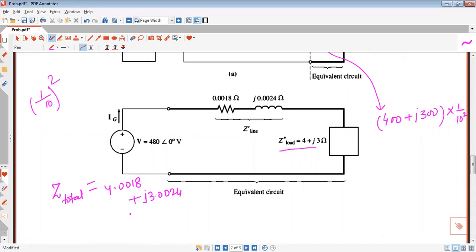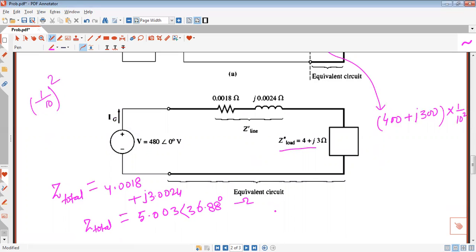So we have to convert it first into polar form. So converting it into the polar form, what we get? We get 5.003, angle is 36.88 degree. This is our Z total on the generator side. So now we will find out the current on the generator side.